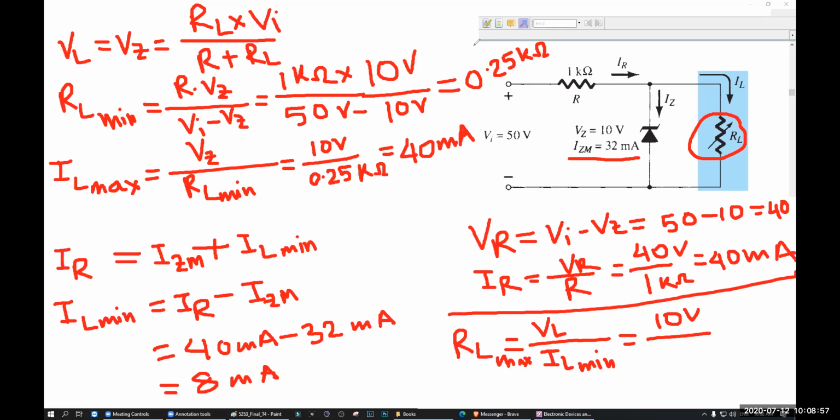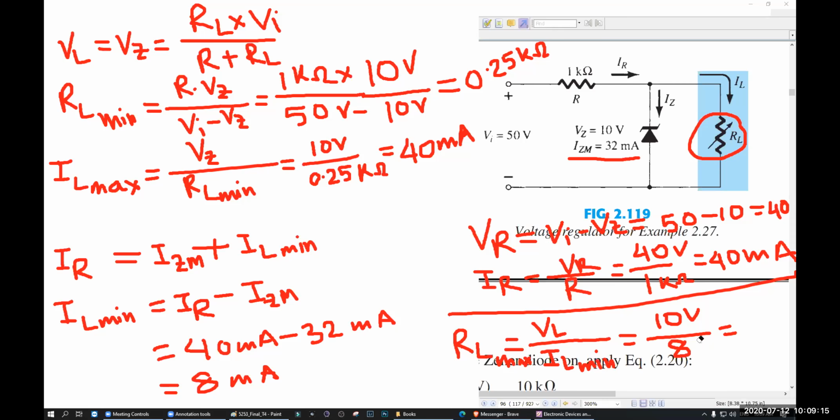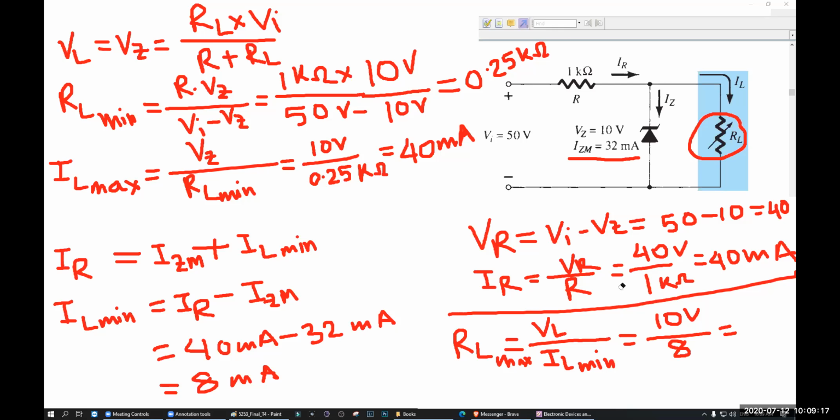So if this is VL 10 volt, and this is minimum, we will get the maximum. So if this is 8 milliampere, how much resistance did you get? 1.25.